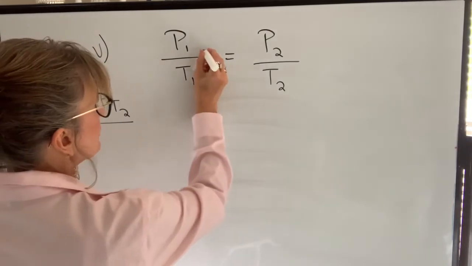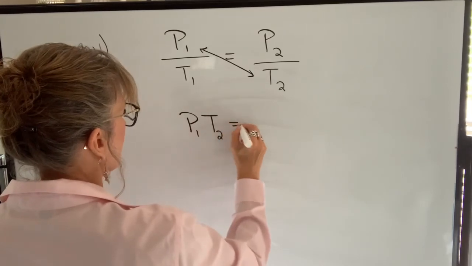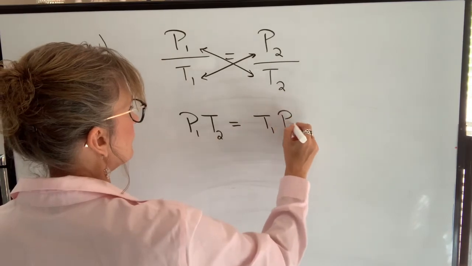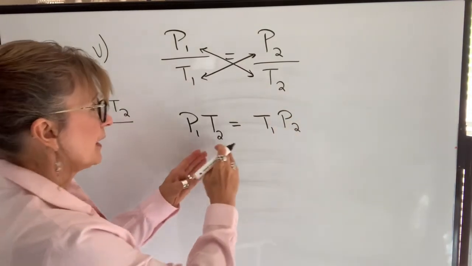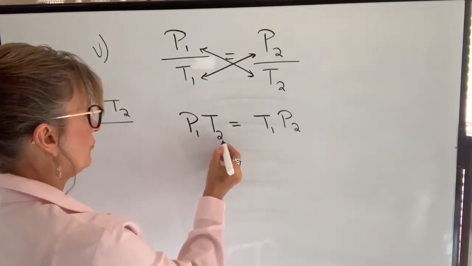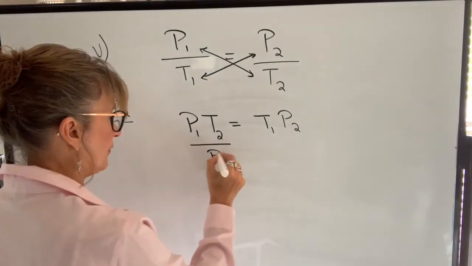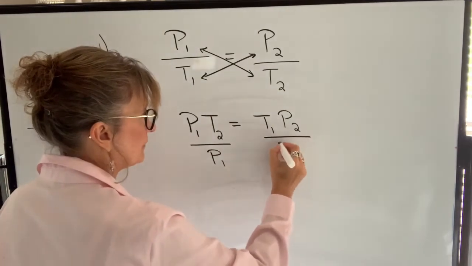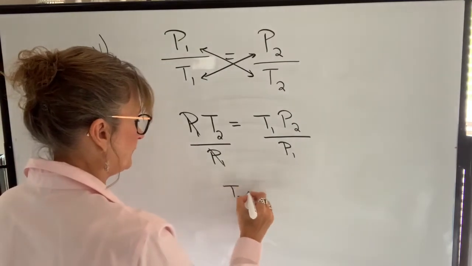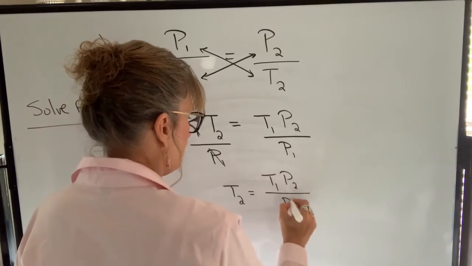So I'm going to cross multiply. So I'm going to have P1 times T2 equals T1 times P2. Now that we have it in this form, it's going to be easier to solve for T2. This is the variable we want to solve for. It's being multiplied to P1. So we're just going to divide by P1 so that that P1 will cancel. What I do to that side, I have to do to this side as well. So the P1 cancels. I'm left with T2 is equal to T1 P2 divided by P1.